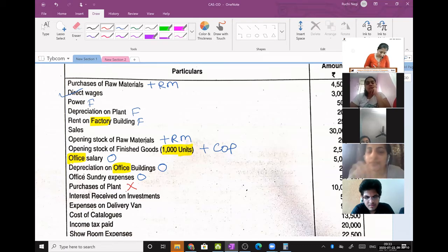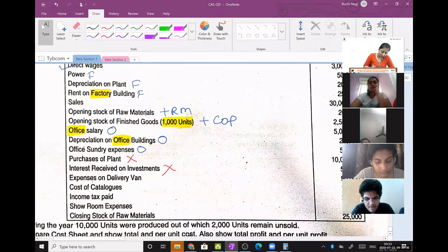Interest received on investment. What to do with this? Interest received on investments. Yeah, very good students. No entry. It's a financial income. Very good. So no entry in cost sheet.